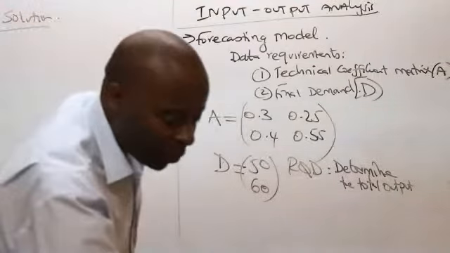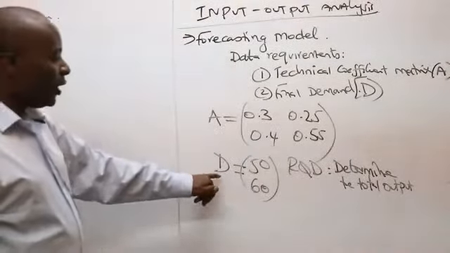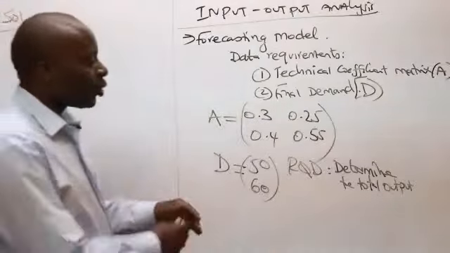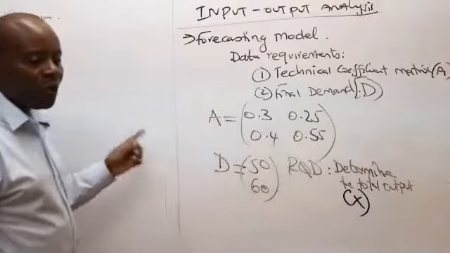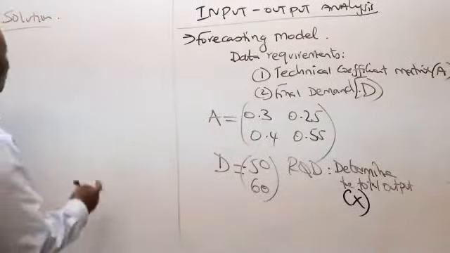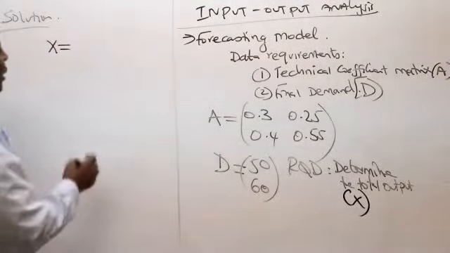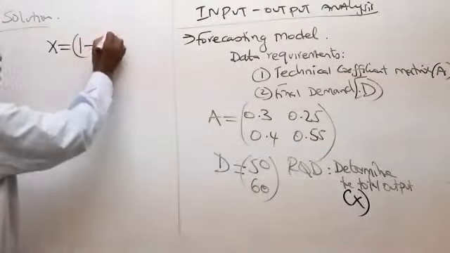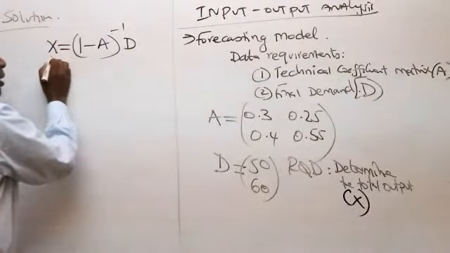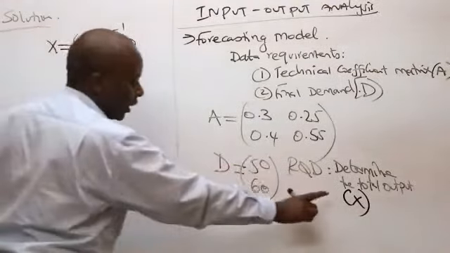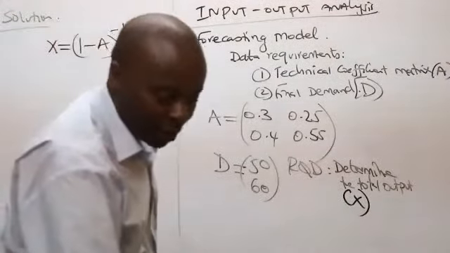Ladies and gentlemen, whenever you are given the technical coefficients matrix A and D, and they want you to calculate the total output, which is our unknown, X, this is what we shall be doing. To get our X, we shall take I minus A inverse multiplied by D to get X. X is the total output.